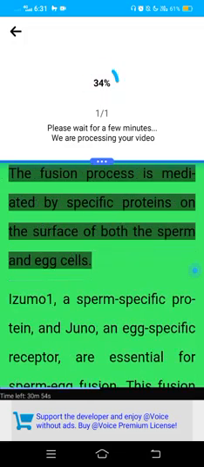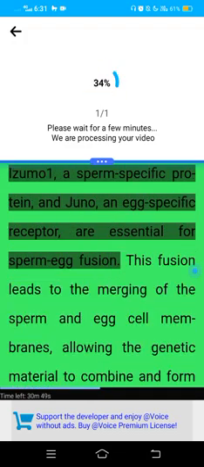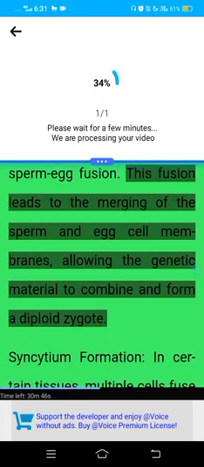The fusion process is mediated by specific proteins on the surface of both the sperm and egg cells. Izumo-1, a sperm-specific protein, and Juno, an egg-specific receptor, are essential for sperm-egg fusion. This fusion leads to the merging of the sperm and egg cell membranes, allowing the genetic material to combine and form a diploid zygote.